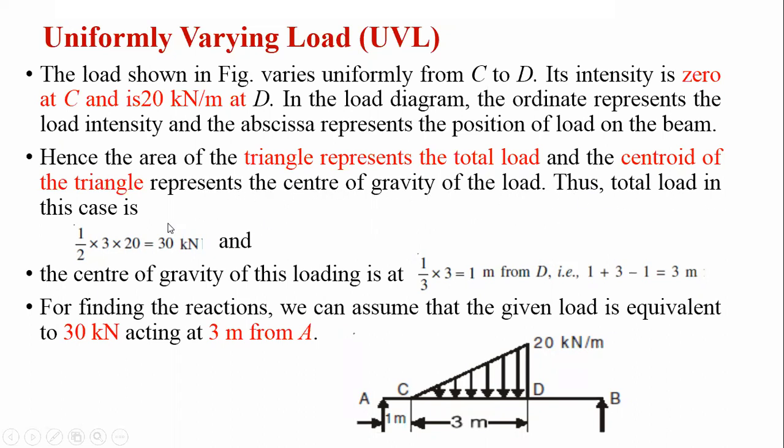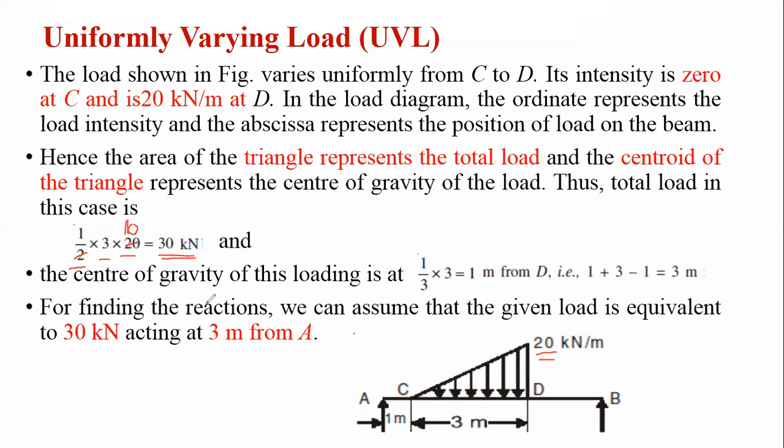If you want to convert this load into a point load, what is the area of the triangle? 1/2 length into height. Here, 1/2 times length of 3 meters and height, meaning the maximum intensity of the load, is 20. Now simplify: this 2 and this 20 get cancelled, it is 10. This 10 multiplied with 3 becomes 30 kilonewton. It means that if you convert this triangular load into a point load, the intensity is 30 kilonewton.